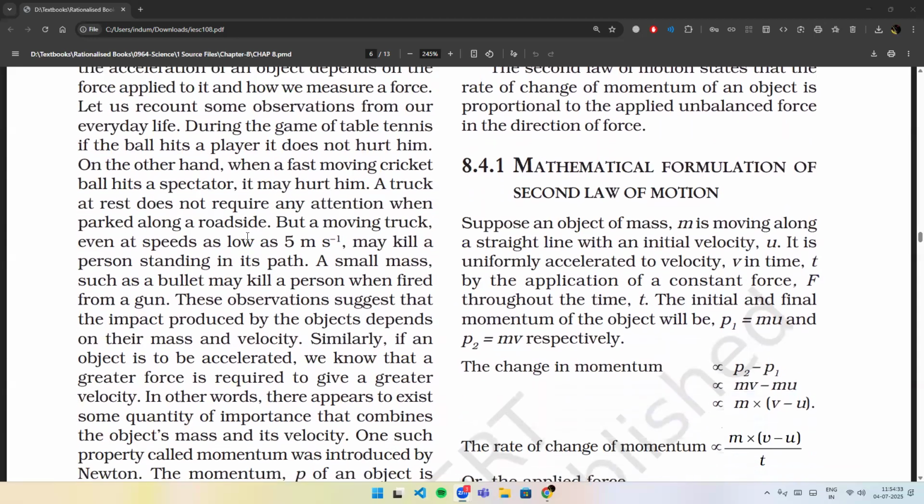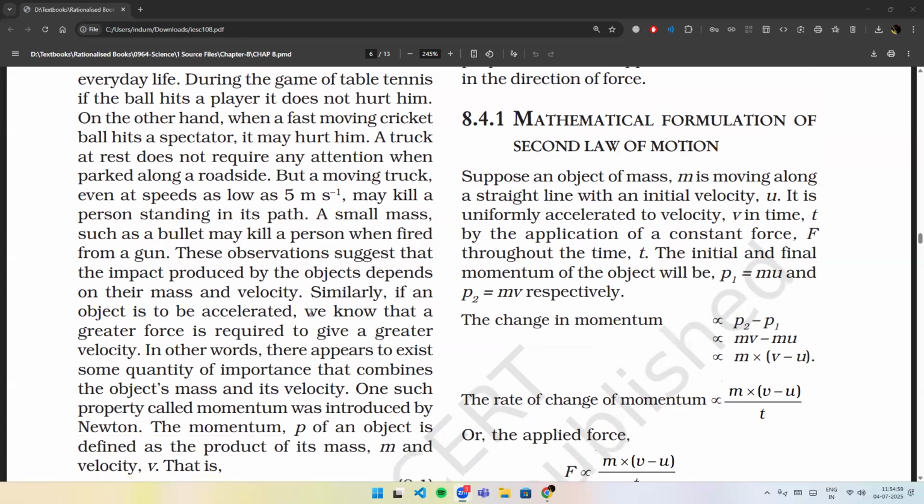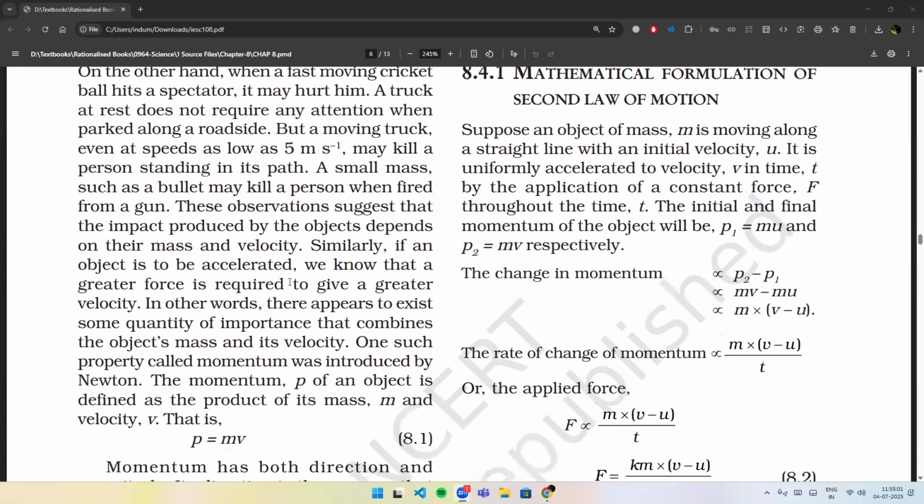Let us recount some observations from our everyday life. During the game of table tennis, if the ball hits a player, it does not hurt him. On the other hand, when a fast moving cricket ball hits a spectator, it may hurt him. A truck at rest does not require any attention when parked along a roadside. But a moving truck, even at speeds as low as 5 meters per second, may kill a person standing in its path. A small mass, such as a bullet, may kill a person when fired from a gun.